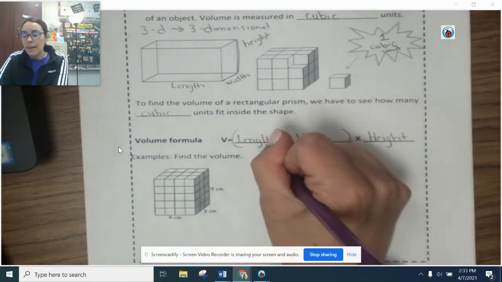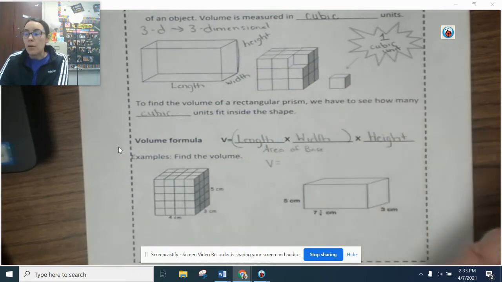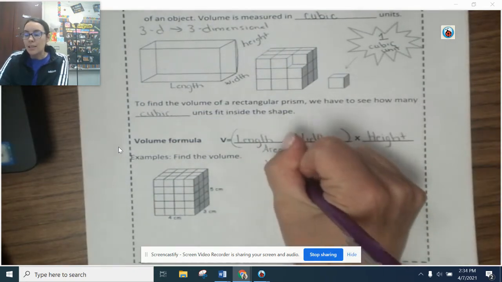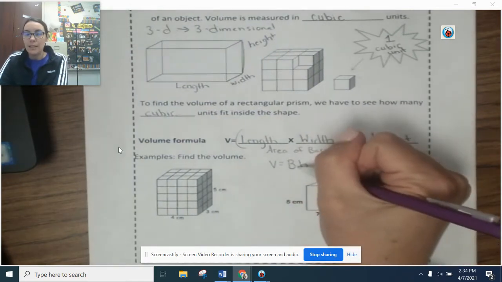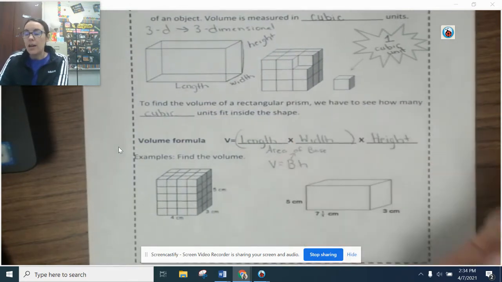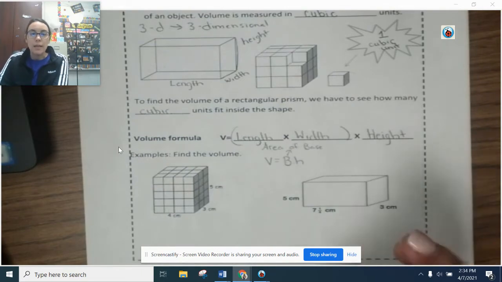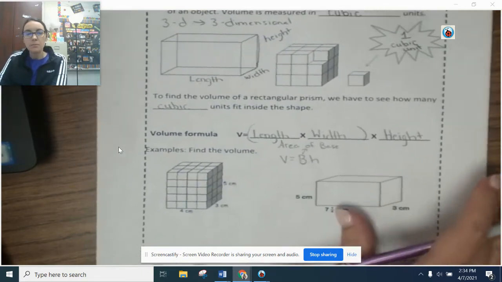But some of you may see, if you're ever on maps or something, you might see it looking like this. For volume, this capital B means area of base. That's where the capital B comes from, just in case you ever see that. Okay.